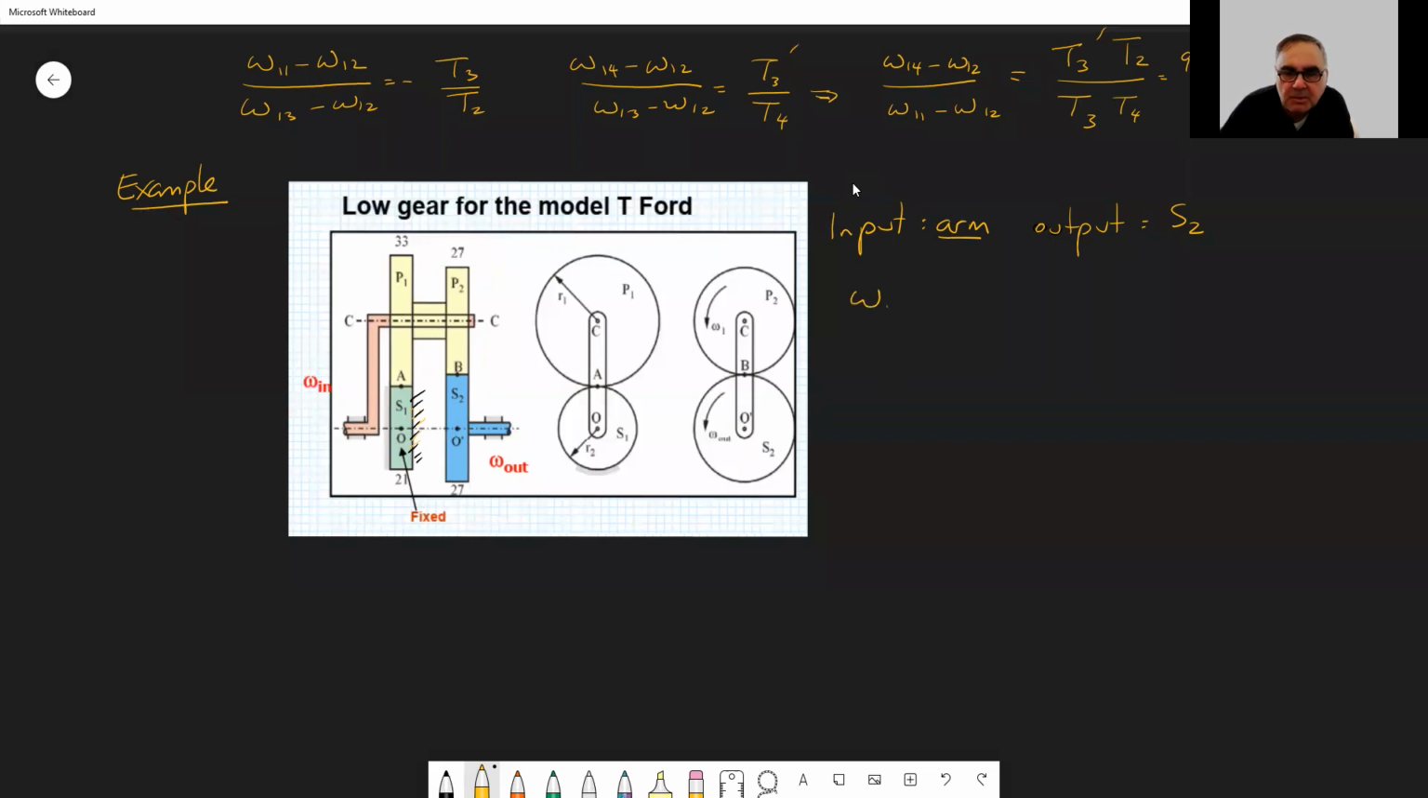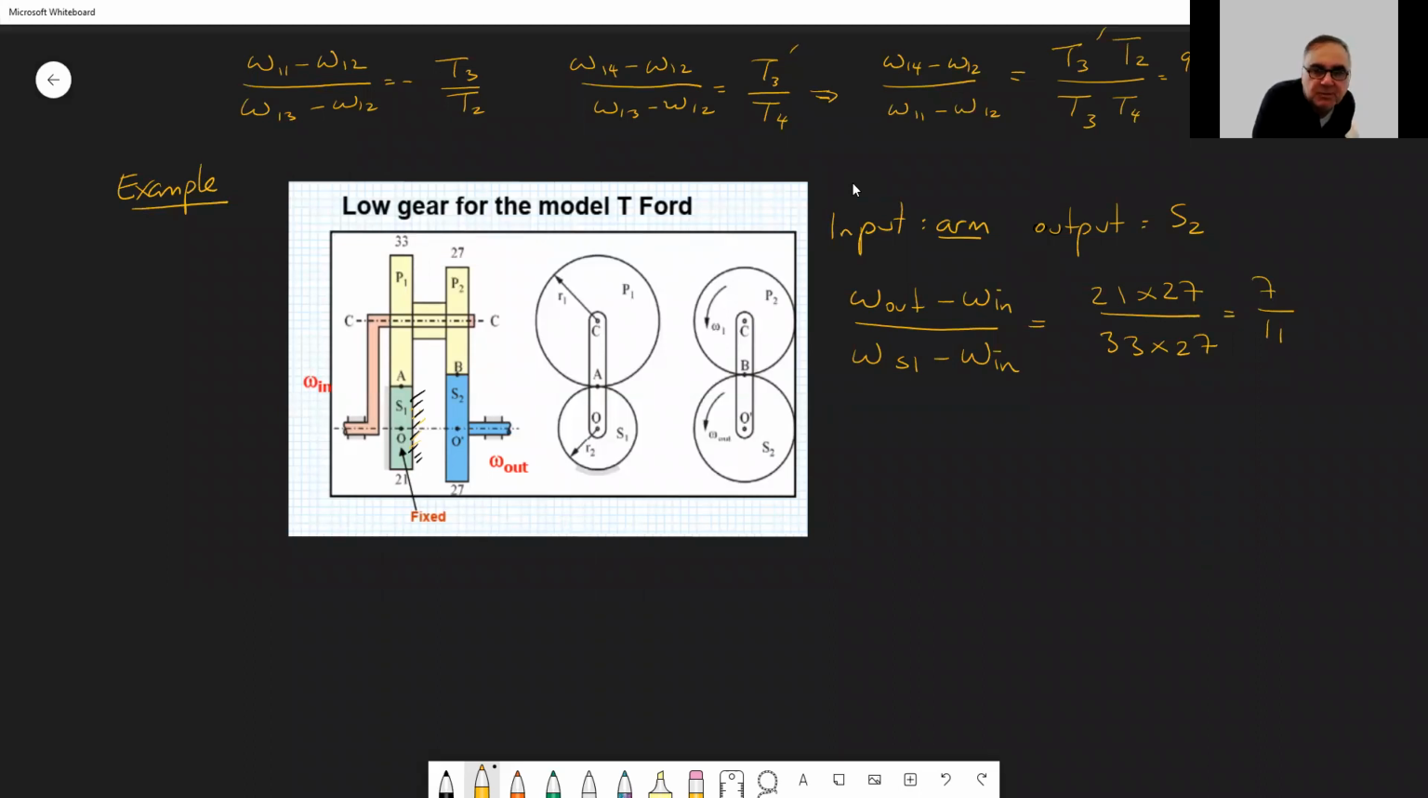So you have omega out over omega in divided by omega S1 minus omega in. Okay. That would be the number of teeth, 33 times 7. So this is 7 over 11. Well, how did we get this? Again, we can analyze it one by one. We can say that this is the product of driven divided by product of driving. But let's do it step by step. Let's go on it.